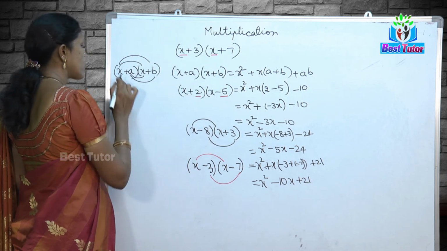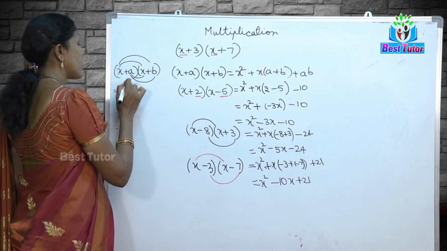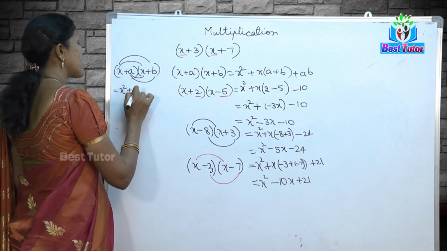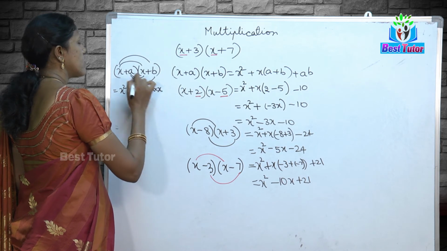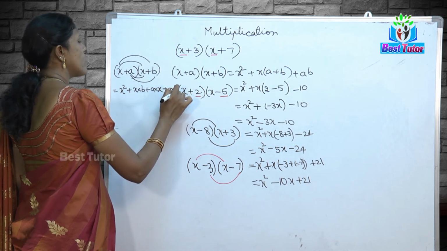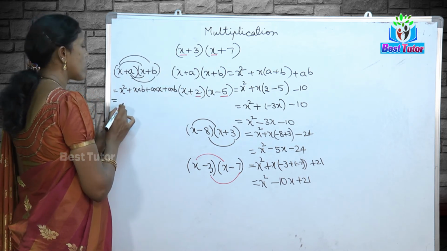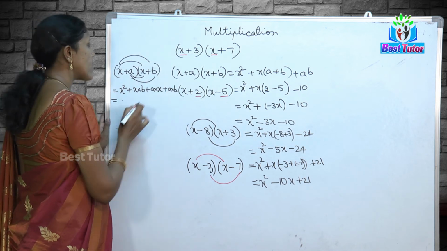Are we going to get the same procedure? x into x is x square plus x into b plus a into x plus a into b. Without knowing the procedure or derivation of the formula, we can't understand the formula.